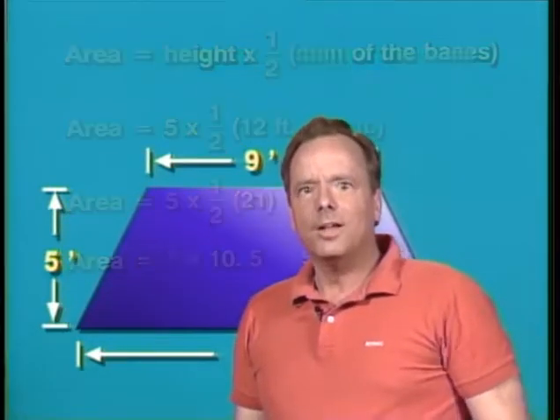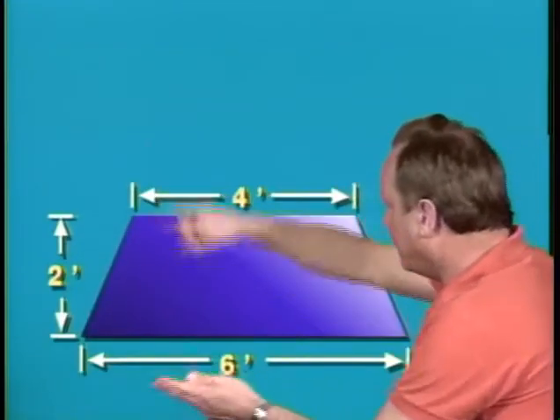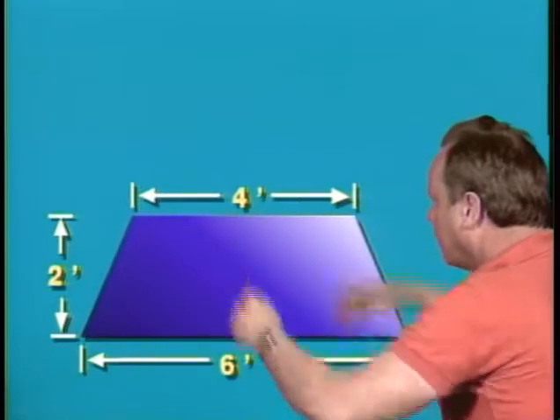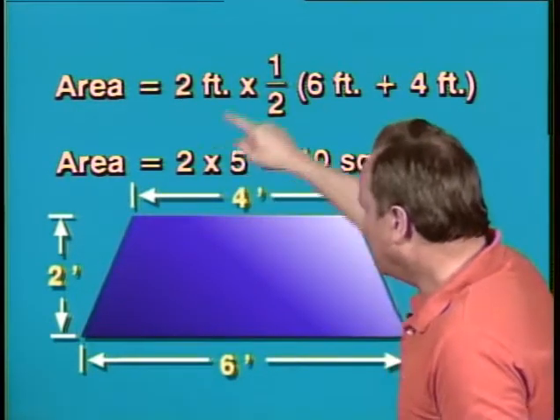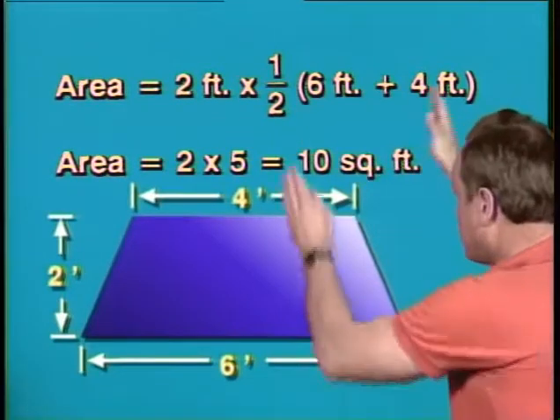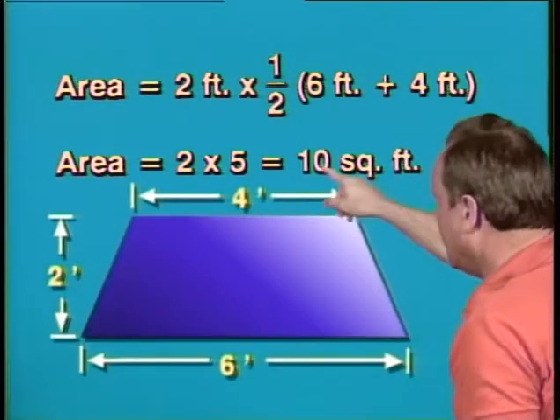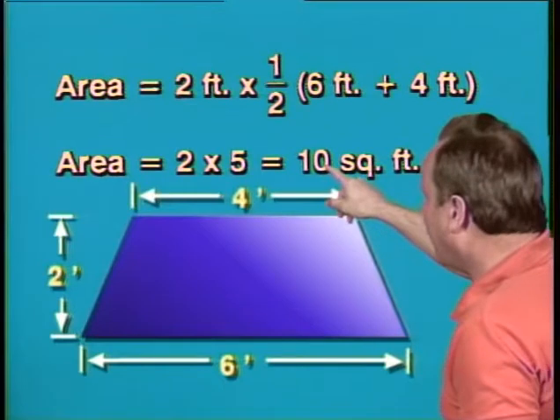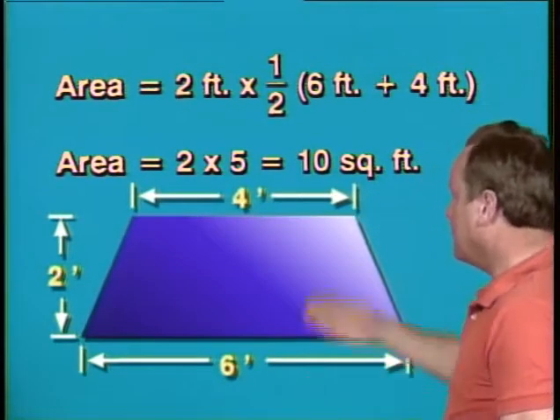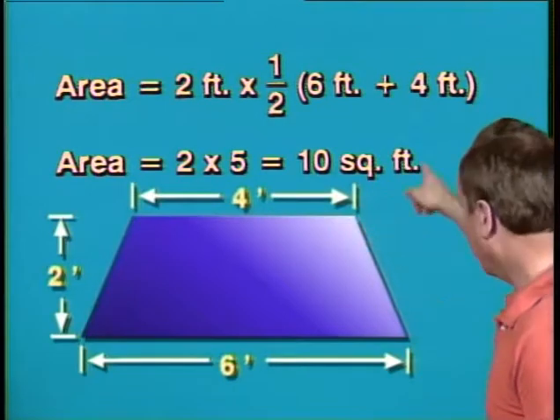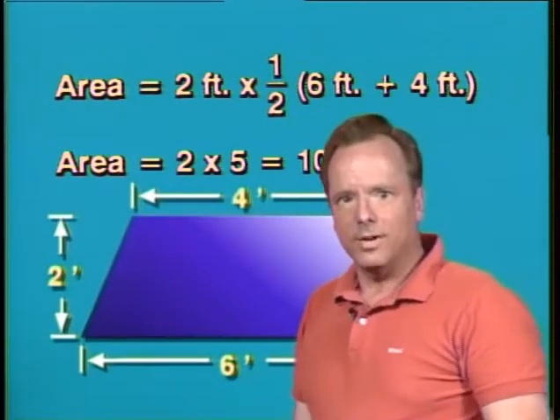Let's do another one. Let's take a look at this one right here, which has a height of 2 feet and bases of 6 feet and 4 feet. All we have to do is take that 2 feet times 1/2 of the sum of the bases. 6 plus 4 is 10. 1/2 of 10 is 5. So we take 2 times 5, and it's 10 square feet. So the area of this trapezoid is 10 square feet.